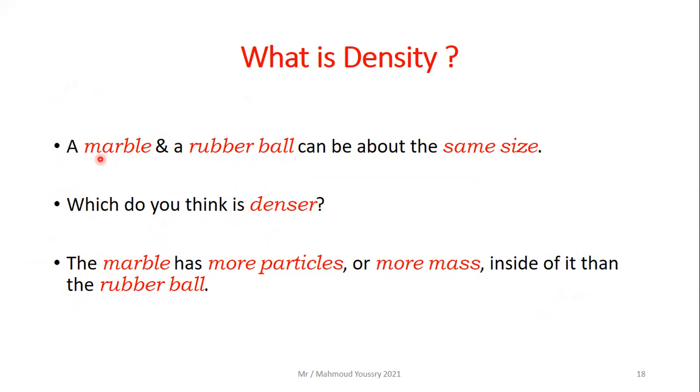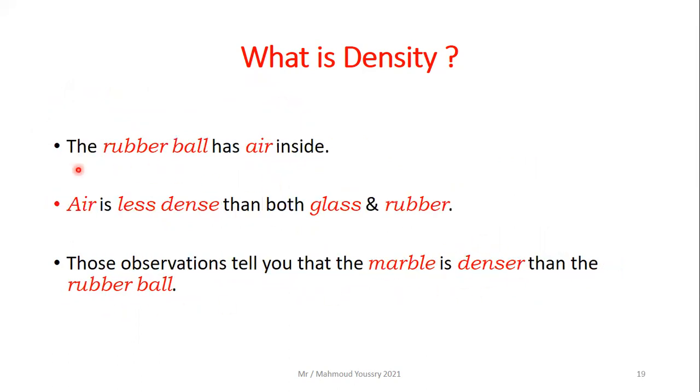Let's repeat it again. If you have a marble and a rubber ball that are about the same size, you have two balls, one made of marble and the other made of rubber. Which one is denser? Yes, for sure, the marble is denser than the rubber ball. The marble has more particles or more mass inside of it. The rubber ball has air inside. Air is less dense than both the glass, which the marble is made of, or the rubber, which the rubber ball is made of.